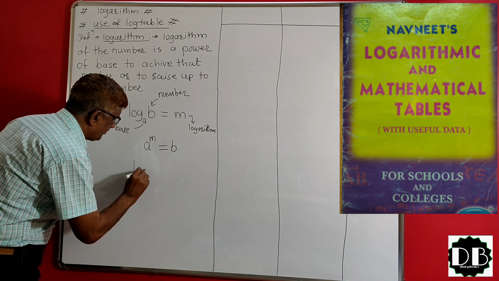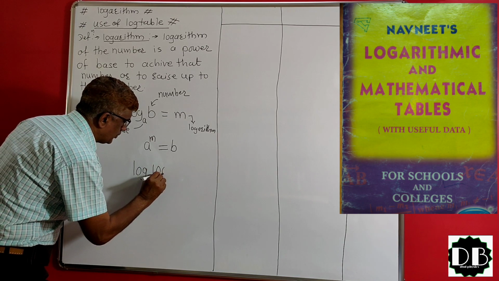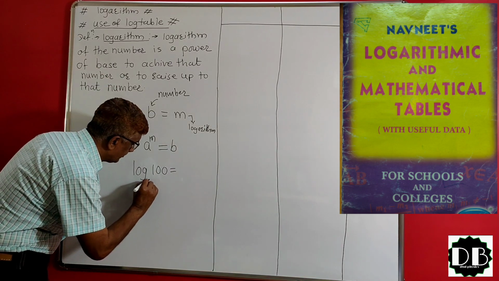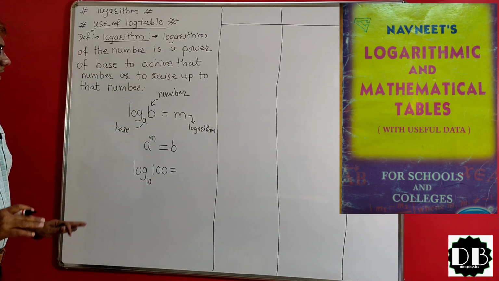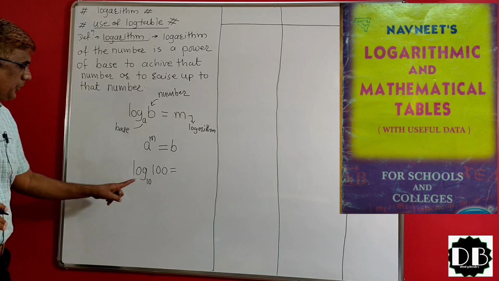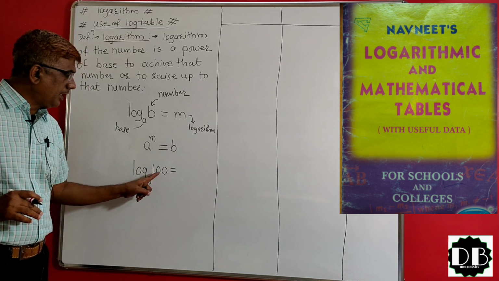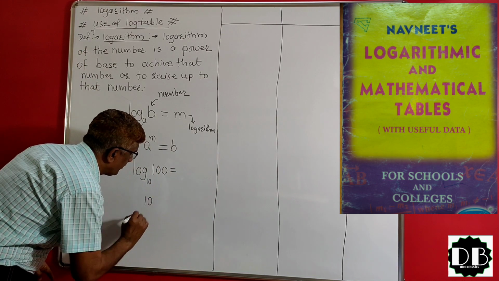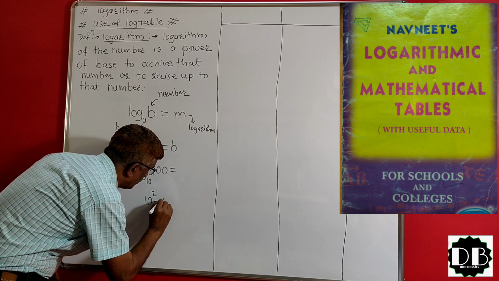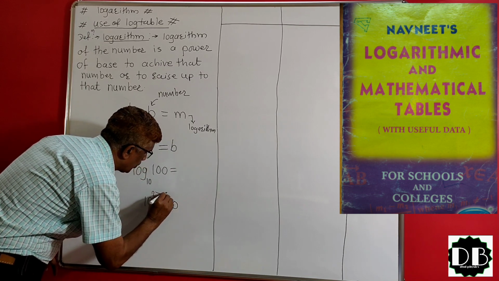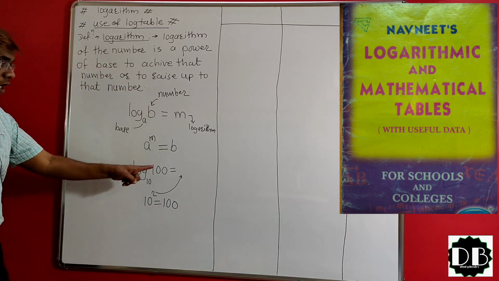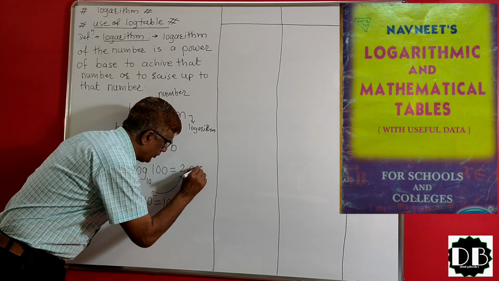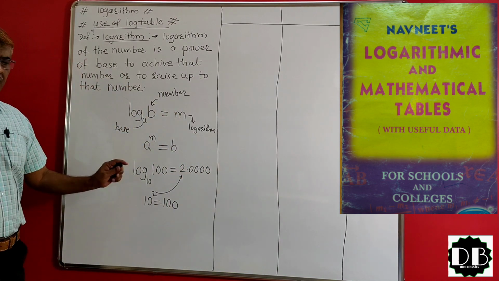Suppose that we have the number 100 whose log we are going to find out. Base 10. अब हमें ये पता होना चाहिए कि 10 की कौन सी पावर है जो हमें 100 ऑब्टेन करके देगी। Here is 10 power 2 is equal to 100. That means this 2 is the log of 100 to the base 10. This 2 or 2.0000. This is the meaning of the logarithm.